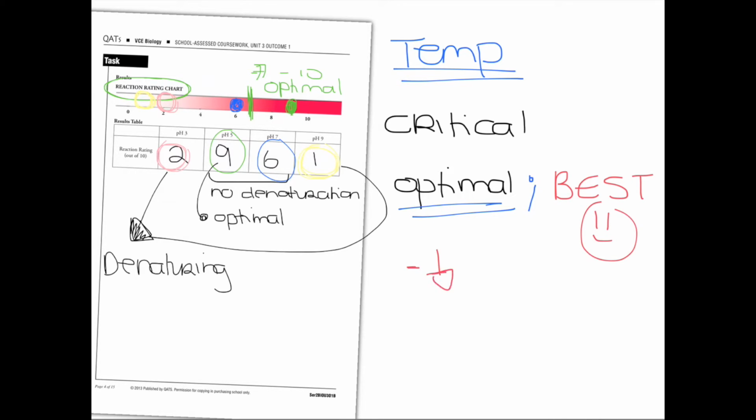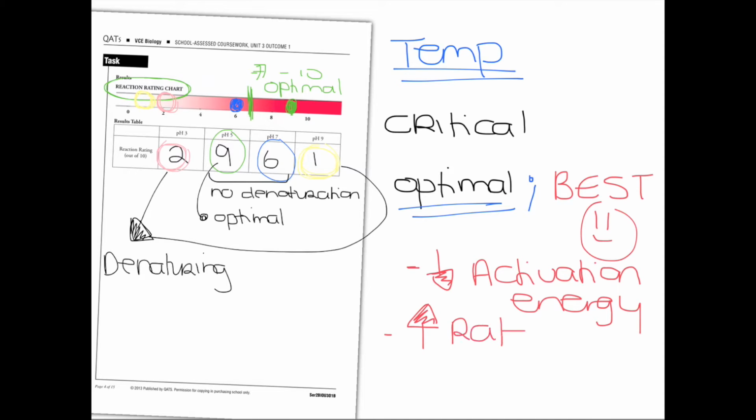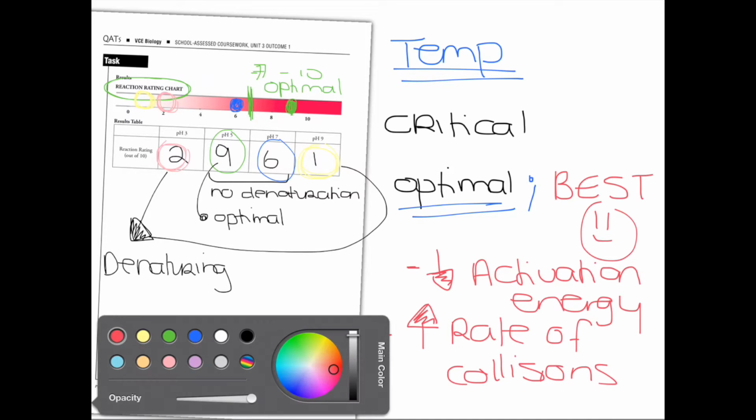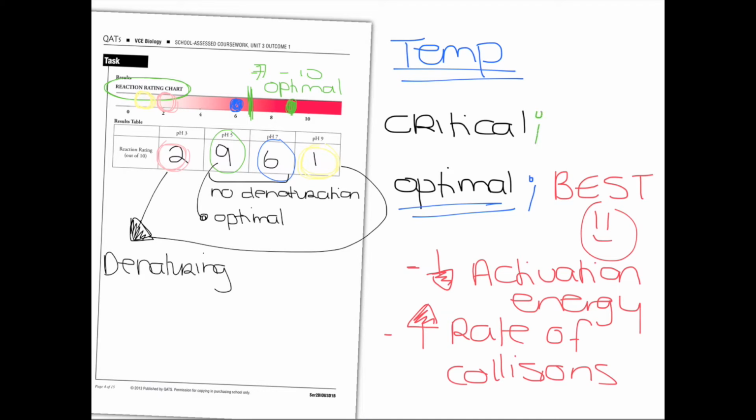Happy days. Okay, because we've decreased the activation energy, and we've increased the rate of collision. Okay, but when we get to our critical temperature, we've gone above the optimal and we started to denature. That's the point where denaturation occurs.